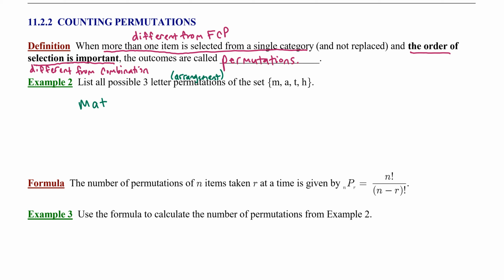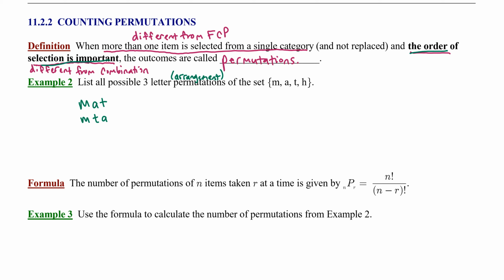Now, think about words. Words are actually permutations of our letters. What happens if I switch the order of the letters? Do I get a different word? Absolutely. In fact, if I tried to write mat and I wrote MTA, my teacher would say, hey, you misspelled that word, right? So if I rearrange the order, I get a different word. So the order of selection is important. That means when I change the order, I get something new or different.